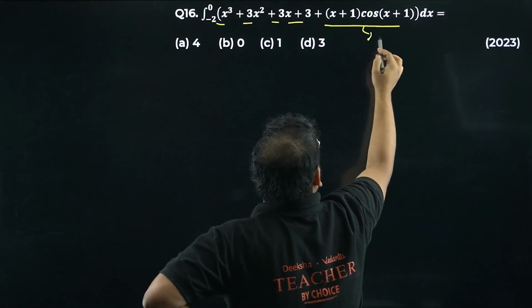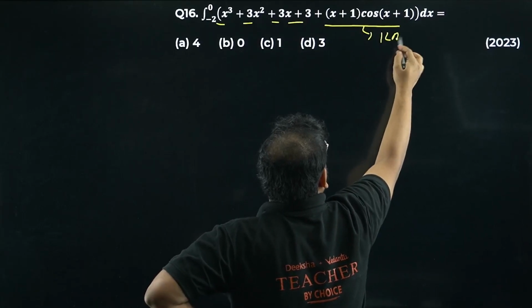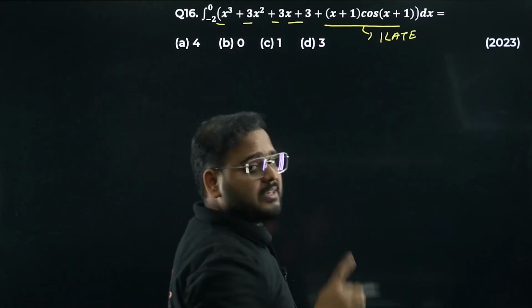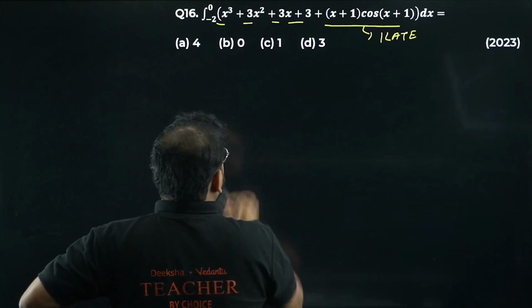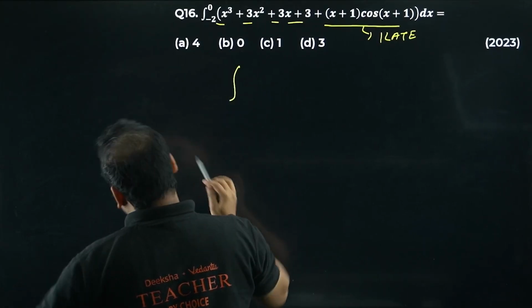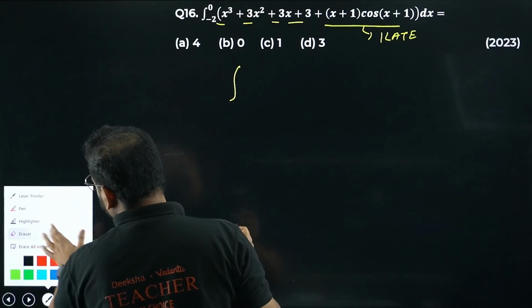I can do this by parts. So I'll have ILATE applied over here. But limits are there, so we have to be careful with the limits. Please check. So integrate over here, we'll have this value. I can write directly, no? I don't have to write this integration one more time.